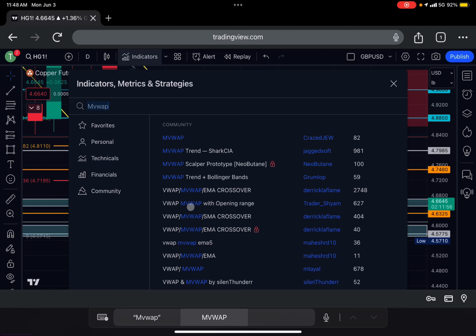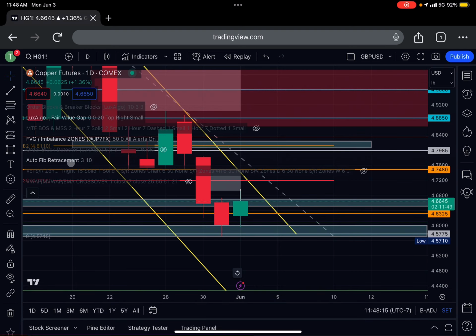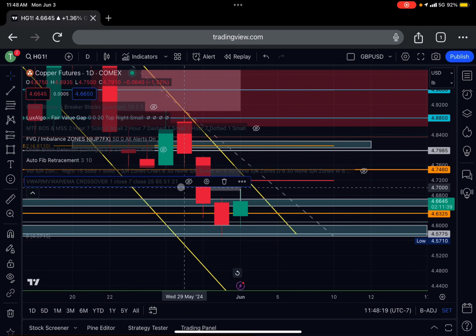There's just different time zones. I have a different one that's pretty strong. I think so. There's a VWAP and we have an EMA 5 that I might check out, see how that works out. But the one I'm using is a VWAP and MVWAP EMA crossover.